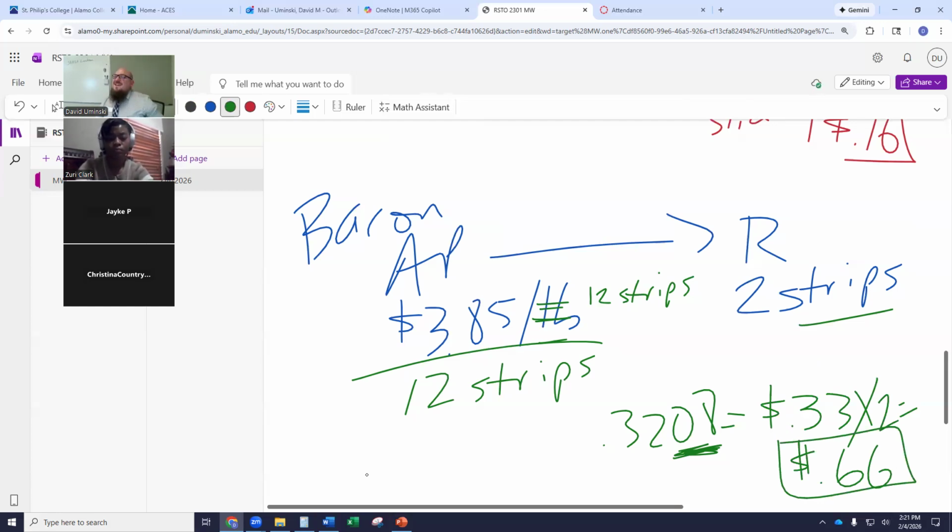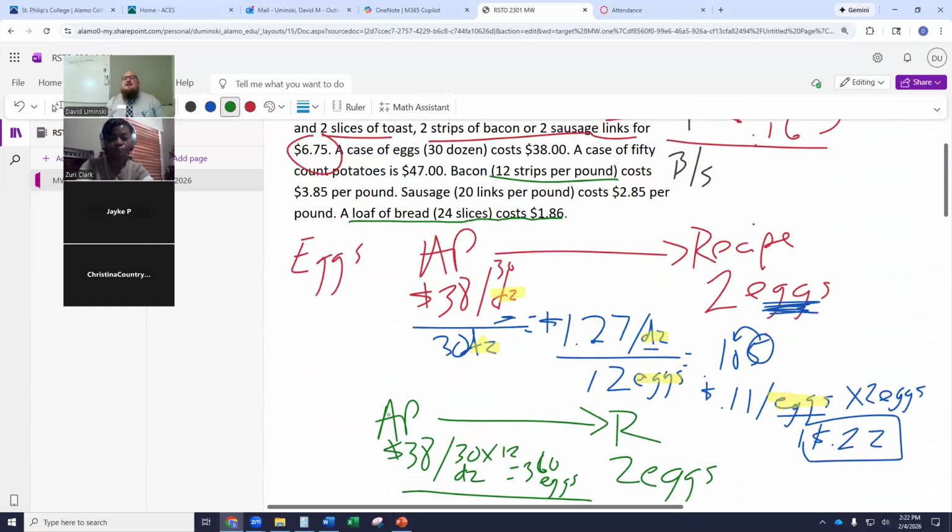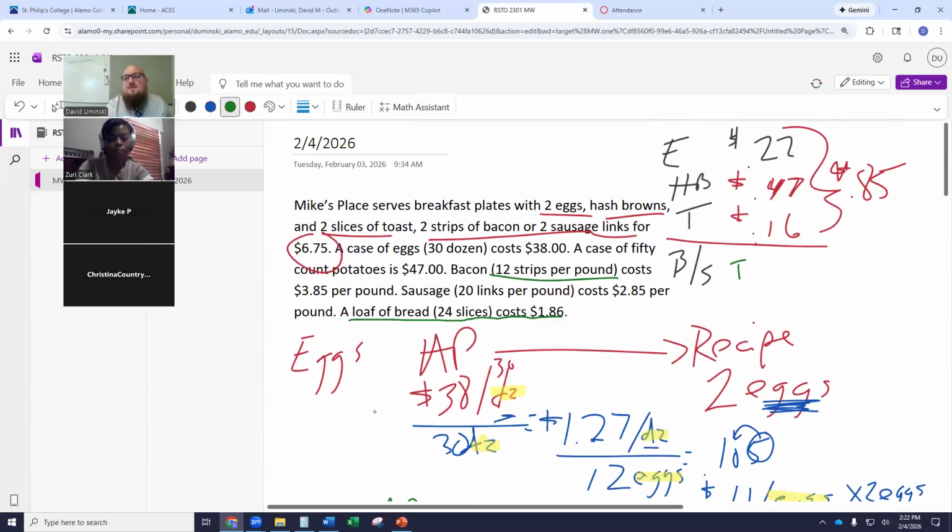So that's one of the biggest things that students get hung up on, rounding up to the nearest penny. Okay? And when I say the nearest penny, I mean the 2 decimal places. Okay? So let's add that to our cost up here. Bacon is 66 cents.